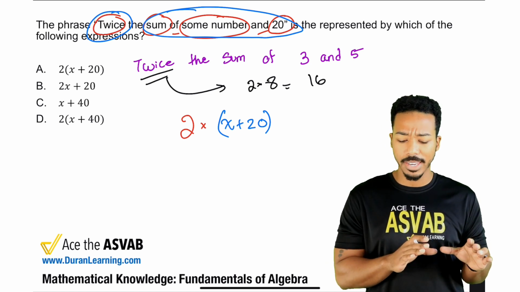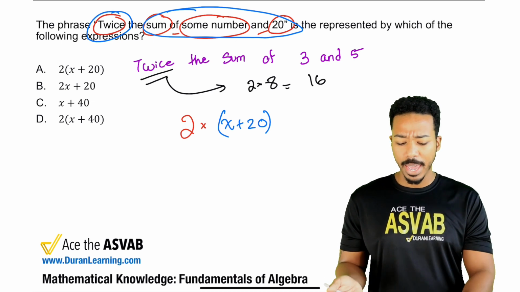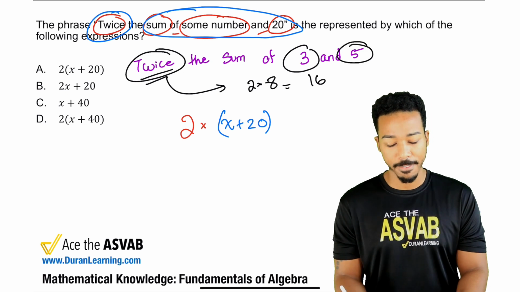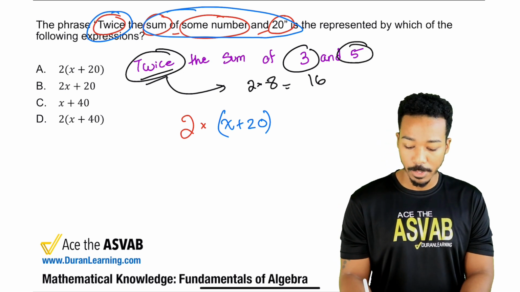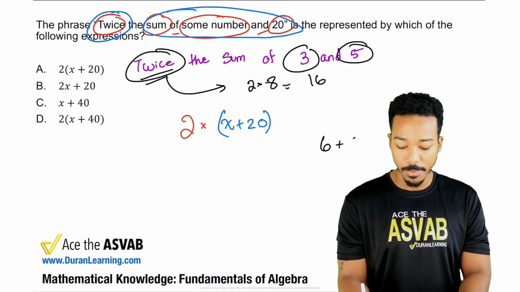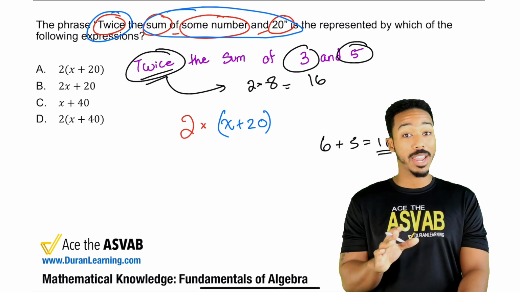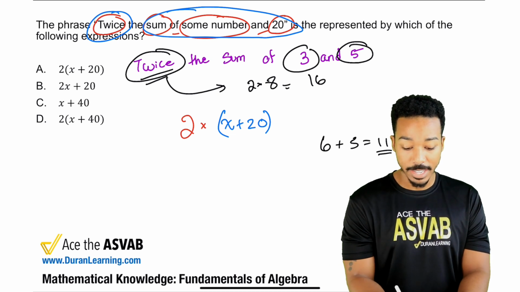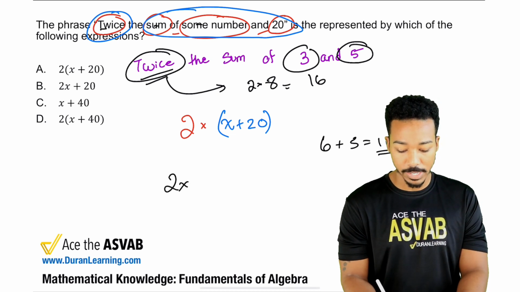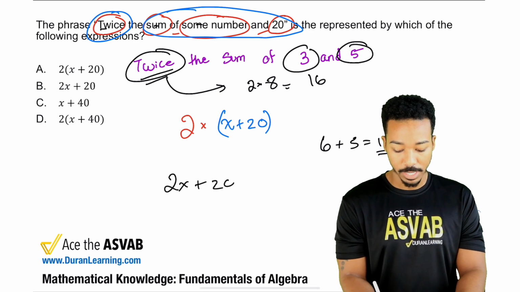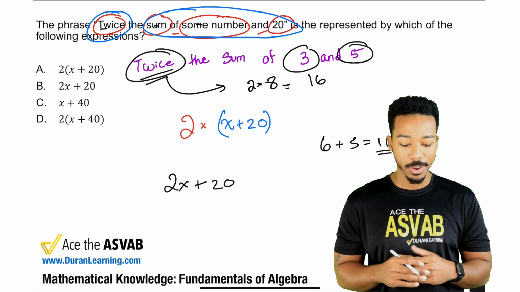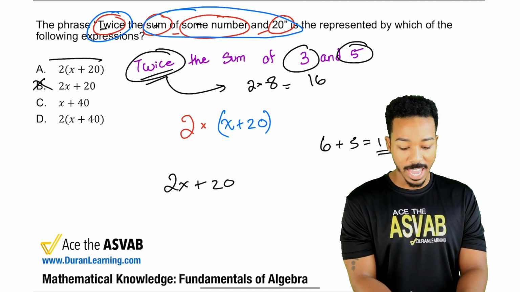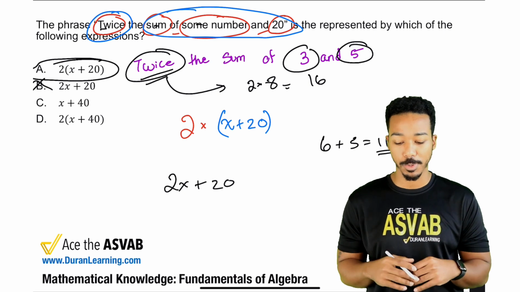But let's now do it the other way, where some people might think, I think we're supposed to double the 3 and then add it to the 5. That doesn't work that way. Because if you double the 3, you're going to get 6, and then if you add the 5, you get 11. Way, way off. That's the same mistake a lot of people might make. A lot of people might think, twice the sum of some number, 2x, and 20, so plus 20. No, it's not going to work out. That would trick you into thinking that the answer is B, which it is not. The answer here is actually A, 2 multiplied by parentheses x plus 20.